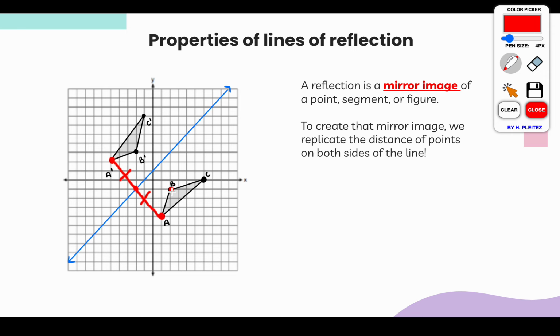If I calculate my distance from B to my line of reflection, and then B prime to my line of reflection, I know that those distances, again, should be exactly the same. If those distances were not the same, then we would not be able to create that mirror image. And then the same thing holds for C and C prime, right? If I calculate those distances, the distance from C to my line of reflection and the distance from C prime to my line of reflection should be the same as well. Again, otherwise that mirror image would not be able to be created.